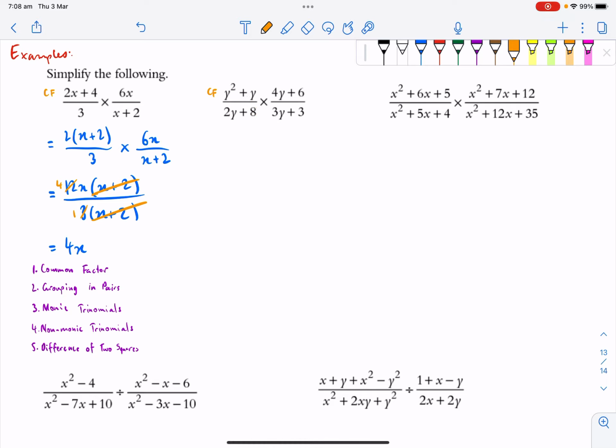Here, common factor. Here, common factor. And here, common factor. Sometimes, you see common factor for everything, as I just saw here. It all depends on what is going on in that problem. Okay, so from that, we're going to apply all the rules that we've just identified.